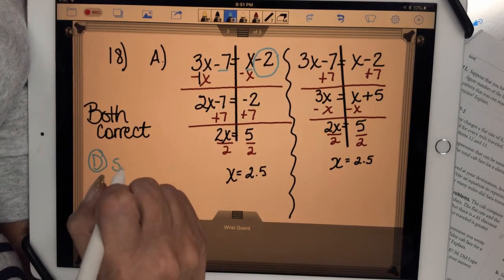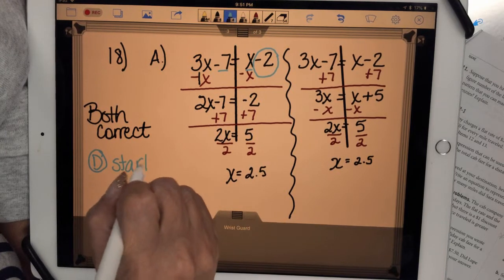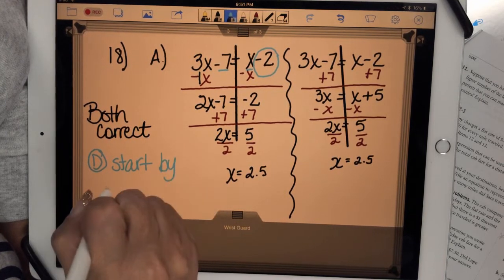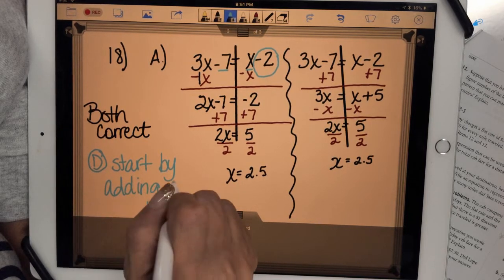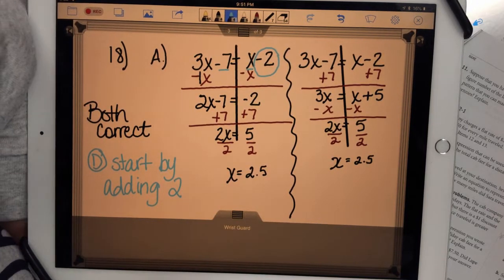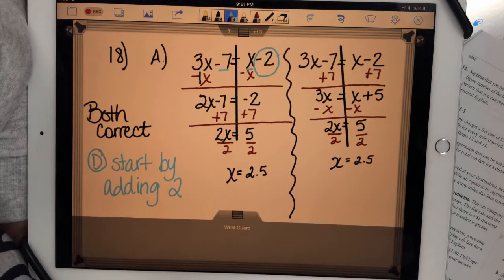I could start by adding 2 to both sides. That would be the same thing. I would still get that same answer. There's not anything different.